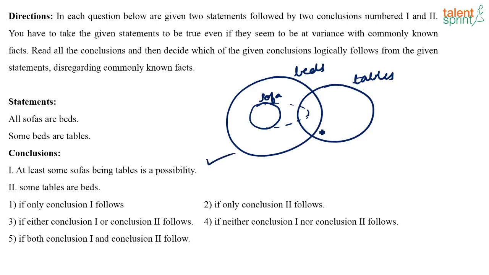Next one. Some tables are beds. Is that true? Yes, definitely true. Some tables are beds. Already there is an intersection. So that's anyway true. The first is definitely a possibility. This is a definite conclusion. So both the conclusions follow. So the correct answer here will be 5, if both 1 and 2 follow.